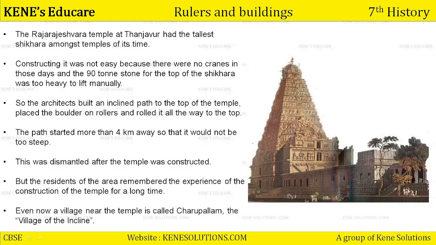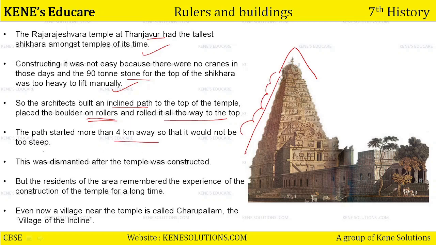Okay. Another important feature of this Rajarajeshwara temple, which is at Thanjavur, is that it had the tallest shikhar among temples of its time. Constructing it was not easy, of course, because there were no cranes in those days, and the 90-ton stone for the top of the shikhar was too heavy to lift manually. So the architects built an inclined path to the top of the temple, placed the boulder on rollers and rolled it all the way to the top. The path started more than 4 kilometers away so that it would not be too steep. This was dismantled after the temple was constructed.